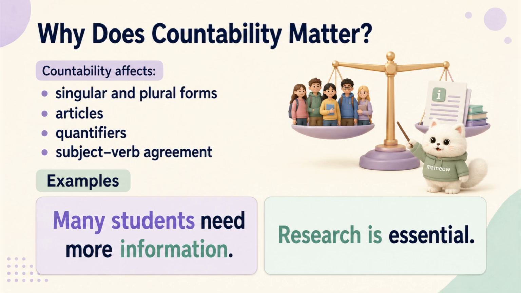For example, students is a plural countable noun, so we can say many students. Information is uncountable, so we say more information, not more informations. Research is also normally uncountable, so we write research is essential, using a singular verb.